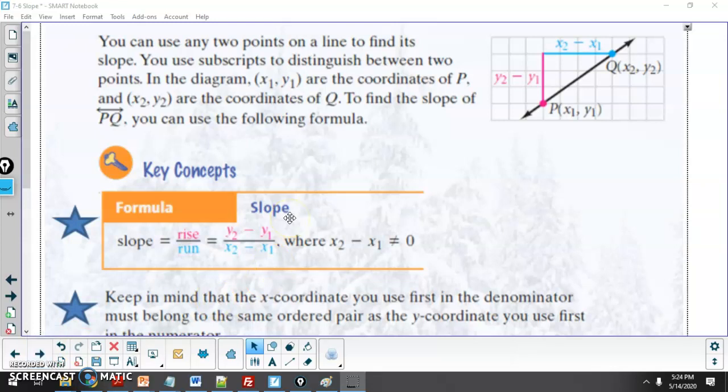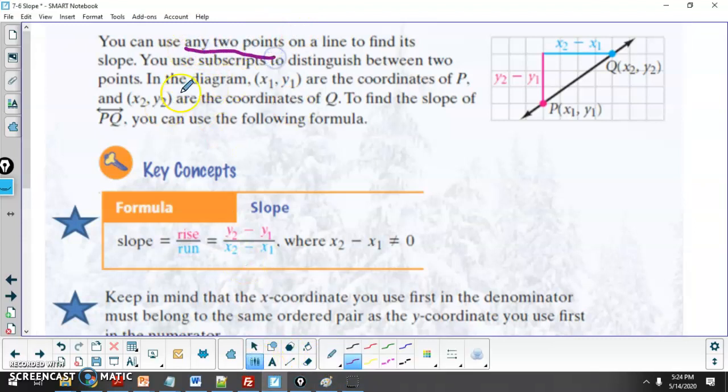Now, what if you don't have a graph? Well, there's actually a formula that you can use if you don't have a graph and you just know the points. Like I said, you can use any 2 points on a line to find its slope. A point, remember, is labeled x, y. Now we're going to add these little subscripts 1 and 2 on them to represent point 1 and point 2, because you have 2 points on the graph. So in this picture we have PQ.